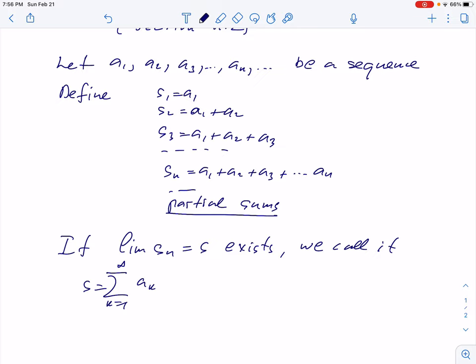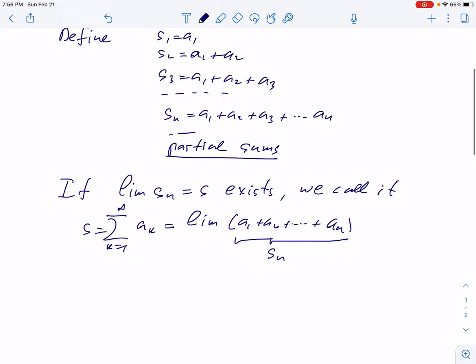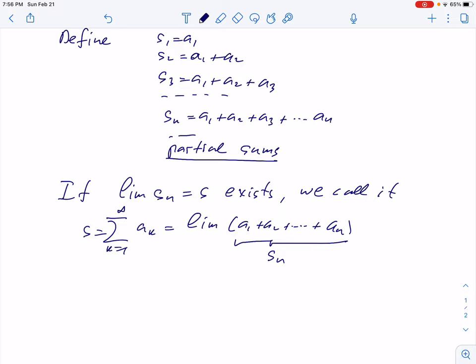So let's write again. This is a limit of A1 plus A2 plus A sub n. So we have here a sequence indexed by n, and the limit of this sequence is the infinite series. So that's how we define infinite series in terms of sequences. The sequence of partial sums should be convergent, so we have such an infinite sum. When this limit exists, this series is called a convergent series.